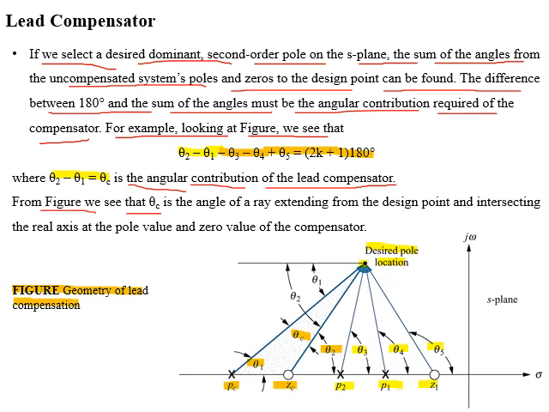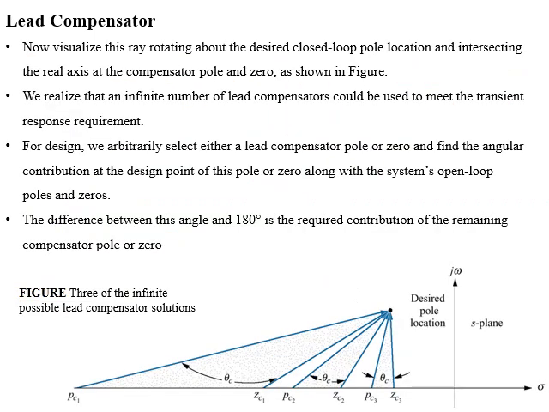From the figure, you can observe that theta c is the angle of the ray extending from the desired point and intersecting the real axis at the compensator pole and compensator 0. Or we can say that theta c is the required angular contribution for the lead compensator to make the desired point a part of the root locus. Students, this can be visualized as the ray rotating about the desired closed loop pole location and intersecting the real axis at the compensator pole and compensator 0 as shown in the figure.